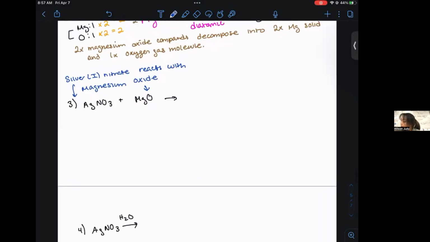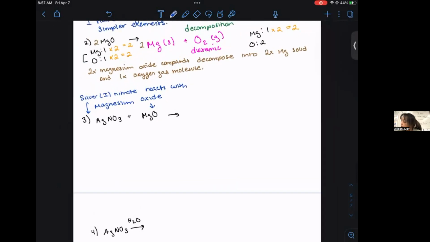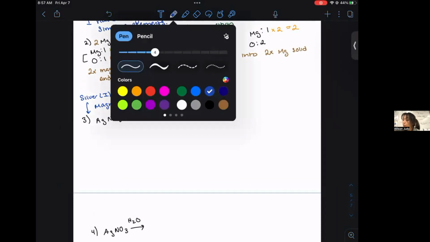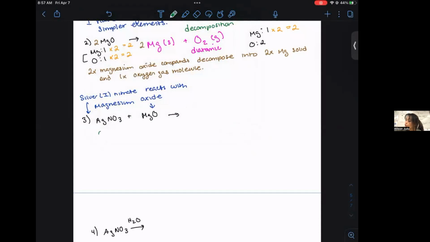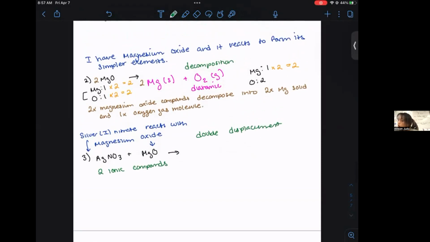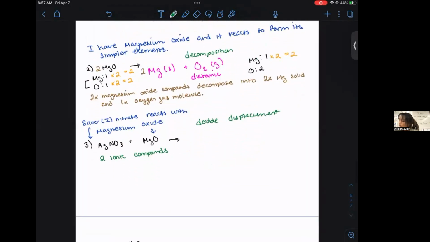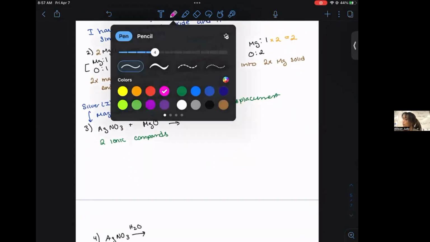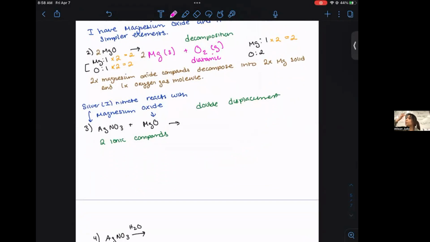So then what would you automatically know about these 2 reactant species? They're what? Double displacement. But how would you know? These are 2 ionic compounds, and if you have 2 ionic compounds, you have a double displacement reaction. So that's how I would know what type of reaction based on the reactants. So then I predict the products. I'm color coding everything, the process.